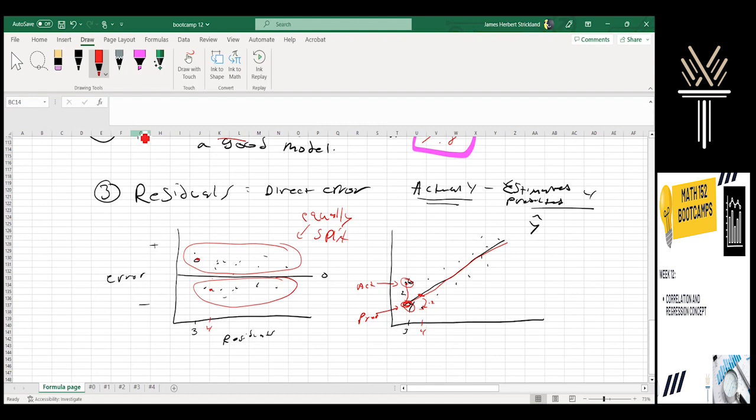And so if it's equally split, just approximately, because you're going to have odd numbers, so you can't always have it exactly equally split, but it should be about as bad above as it is below. And that's a good sign.